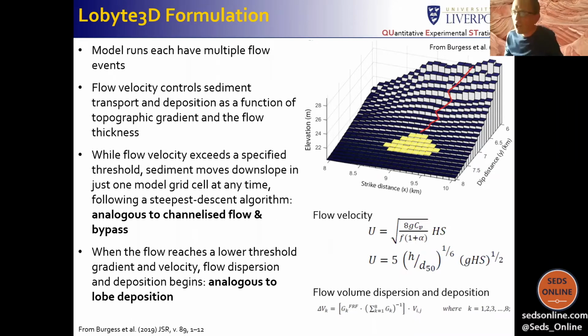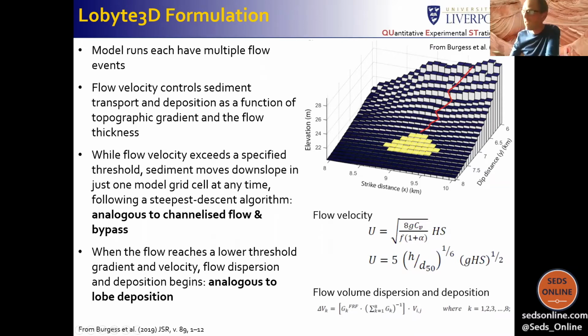So that's analogous to the transition from channelized flow and bypass to lobe deposition. Once it reaches that threshold, it starts to disperse. This diagram is showing that the red zigzag line is the downslope flow. That's the point when it hits the gradient where it begins to deposit. And this would be the flow dispersing out and dumping its sediment. There are a few equations there that show the flow velocity and how the dispersion and deposition is calculated.